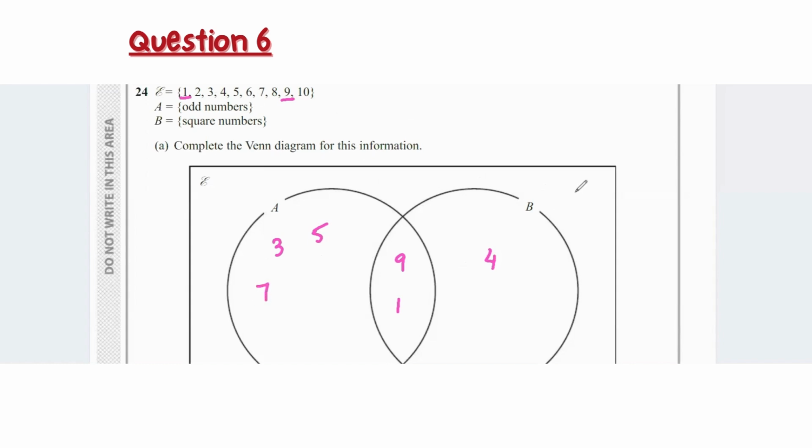So which means 2 will be outside, 6 will be outside, 8 will be outside and 10 will be outside. These will be outside.